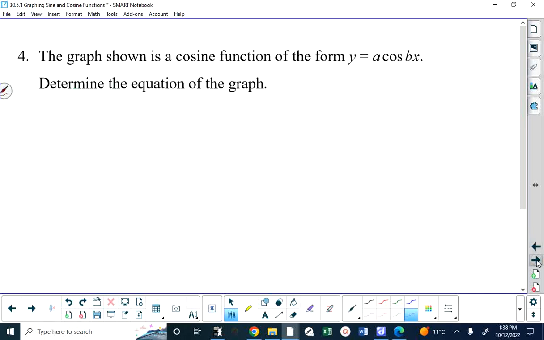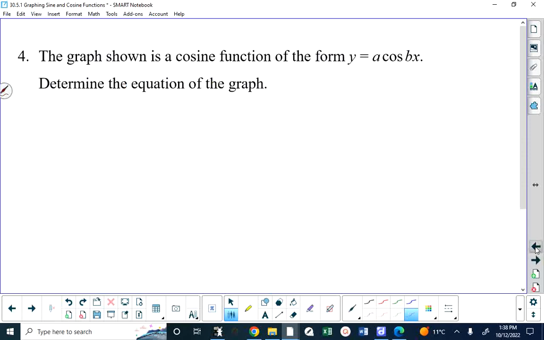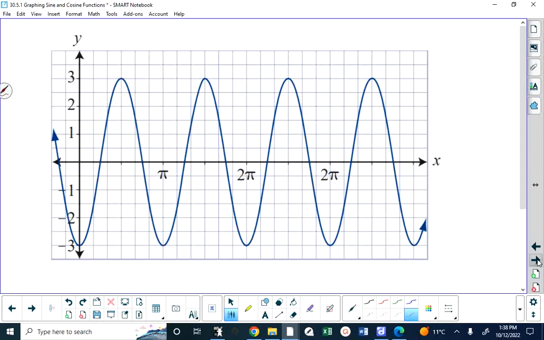Final question, we have to come up with the equation of this graph. And we're given a hint here, it's a cosine equation. So everybody identify on this graph what the amplitude is and what the period is. I'm not asking for A or B, I'm asking what is the amplitude of this graph, what is the period of this graph? I'm getting 3 for an amplitude and pi for a period.